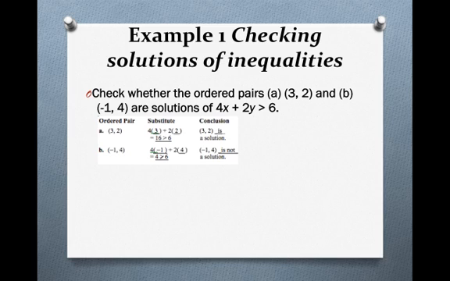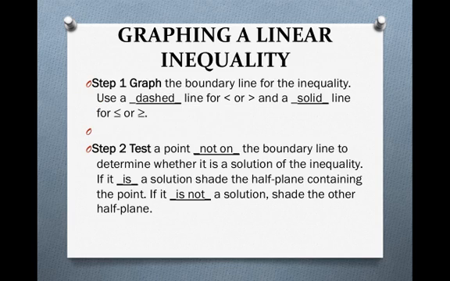So let's look. When we plug in (3, 2), we get 4 times 3 plus 2 times 2. That gives us 12 plus 4, that's 16, which is greater than 6. So that gives us a true statement. So (3, 2) is a solution. When we plug in (-1, 4), we get 4 times -1 plus 2 times 4. So that's -4 plus 8, which is 4. The statement 4 > 6 is false. Okay, 4 is not greater than 6, so (-1, 4) is not a solution.